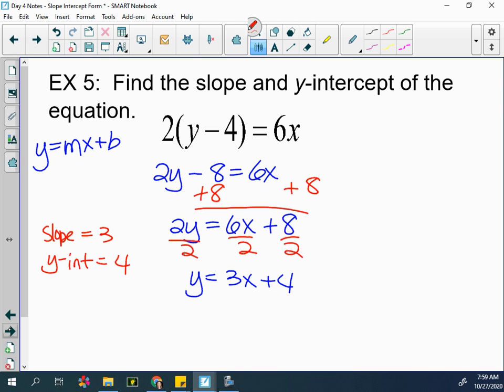Okay. Well, there are just two more at the bottom I'd like you to look at. If you have questions on this one, though, let me know. But let's wrap up with those bottom two. You're identifying slope and y-intercept in parts A and part B.